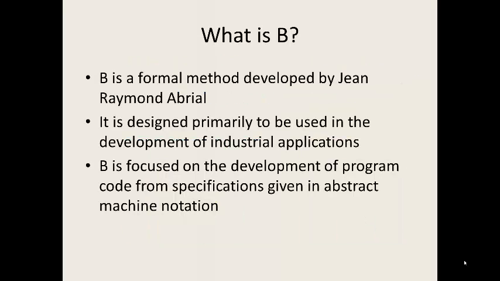So what is B? It's a formal method, again, developed by the same person who developed Z, Jean-Raymond Abrial, and it's primarily designed to be used in development of industrial applications. It's focused on the development of program code from specifications given in abstract machine notation.